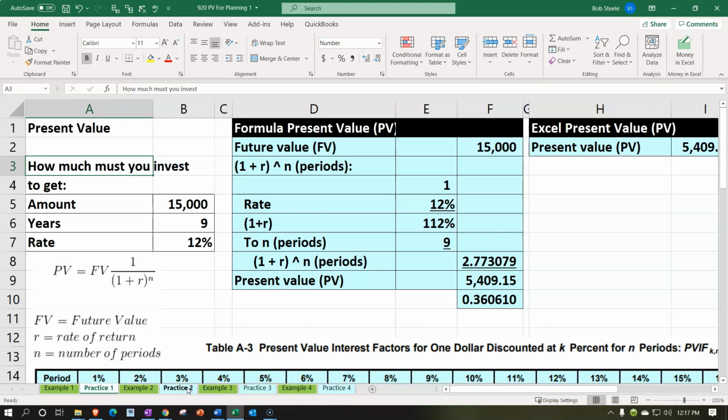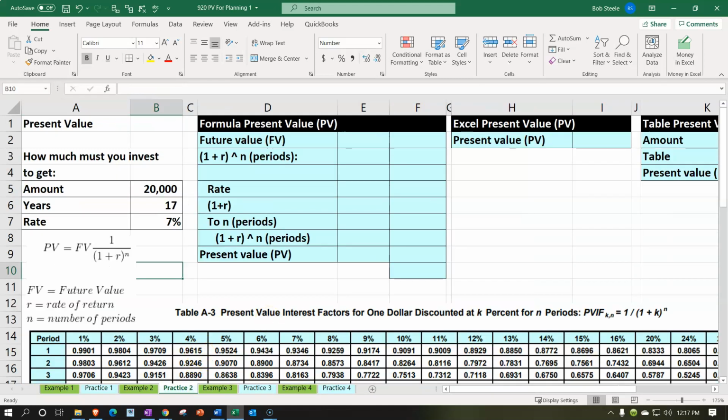Go into the practice tab 2 this time. Same kind of process in practice tab 2. We're going to do the same scenario. How much must you invest to get 20,000 in 17 years at a discount rate of 7% now? So now we're thinking we want to be at 20,000 in 17 years because we're going to do something with that 20,000 at that point in time. And how much do we have to put in now, one lump sum, for it to just grow? We could just leave it alone to get to that future point.